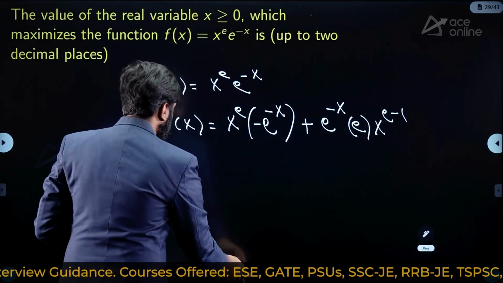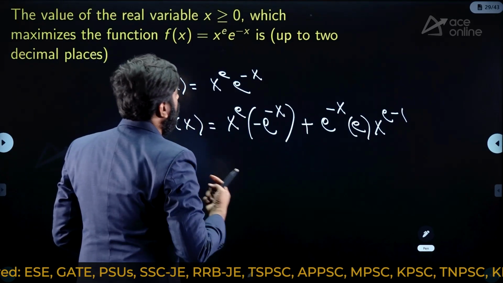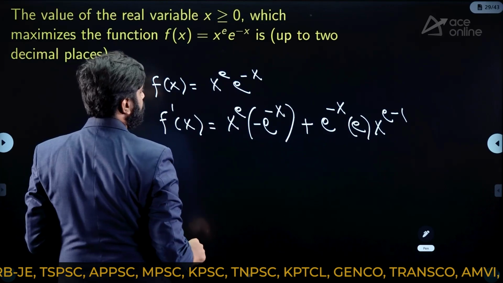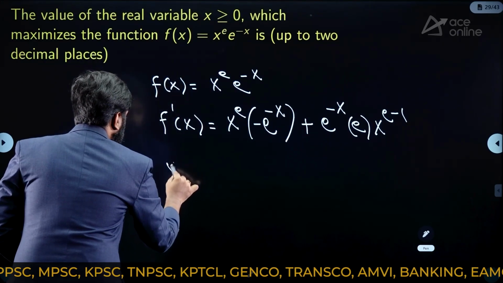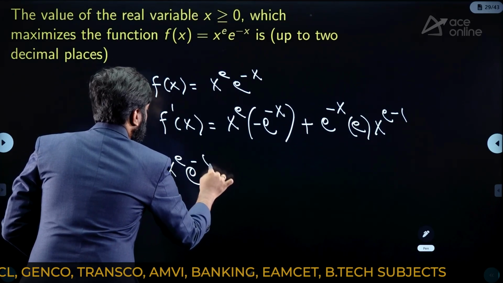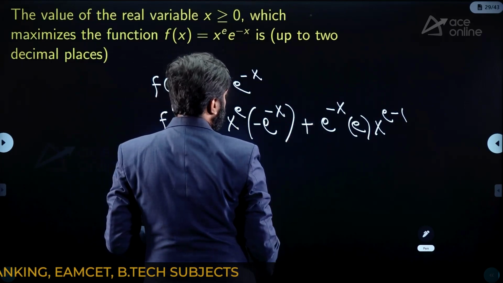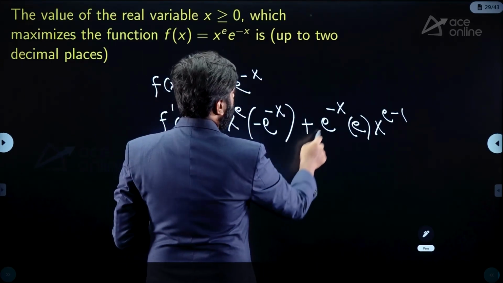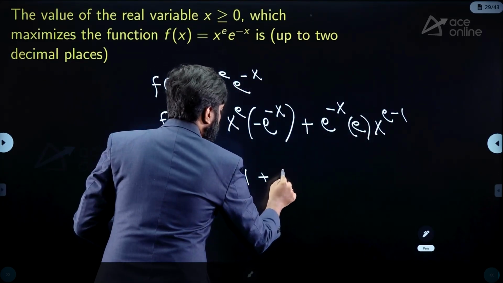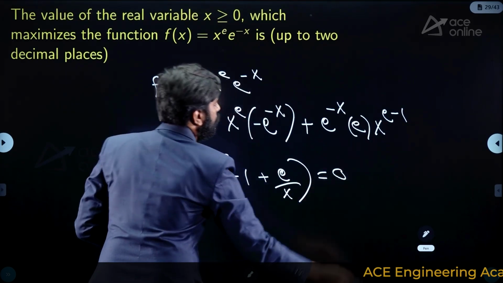What next? We equate this to 0 to find the stationary points. Before that, do you have anything common here? Yes, there is. So x power e into e power minus x is common. What is left is minus 1 here, and what is left here is plus e by x, since e power minus x and x power e also come out. You can equate this to 0.